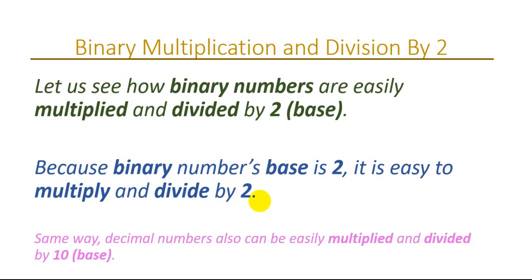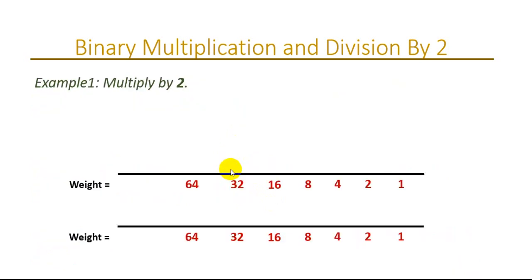The only thing is, in the decimal number system, it should be multiplied and divided by 10 because the decimal number base is 10. So you can do a similar thing for division and multiplication in the decimal number system. But let's do the binary number in this one and see. Okay, let's take an example.